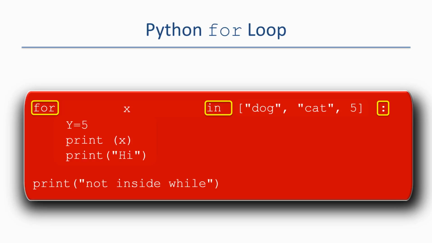In the first iteration, the value of x is dog, and Python executes the 3 statements in the body of the for loop. Once the first iteration is finished, Python changes the value of x to cat and executes the 3 statements in the body of the for loop again. And in the third iteration, the value of x will be set to 5 and 3 statements will be executed again. Once all the iterations are finished, then Python jumps out of the for loop and executes the rest of the program, which in this case is the last print which is not tabbed.